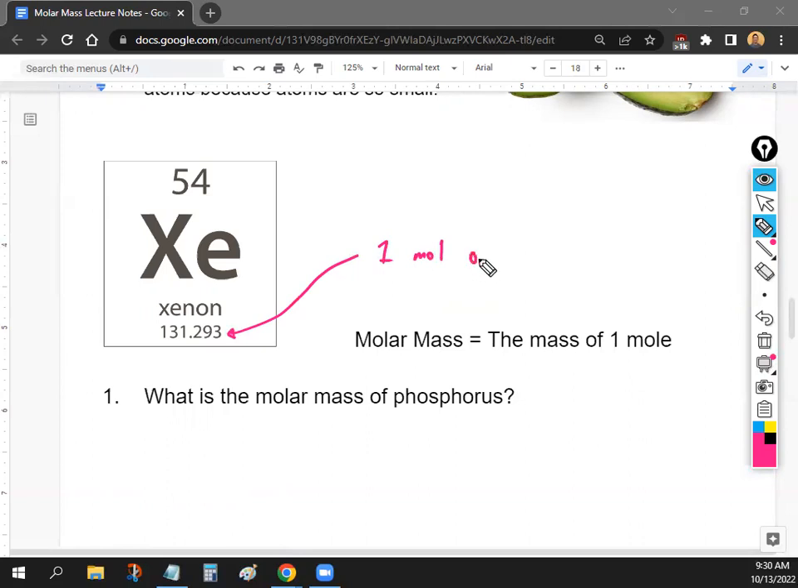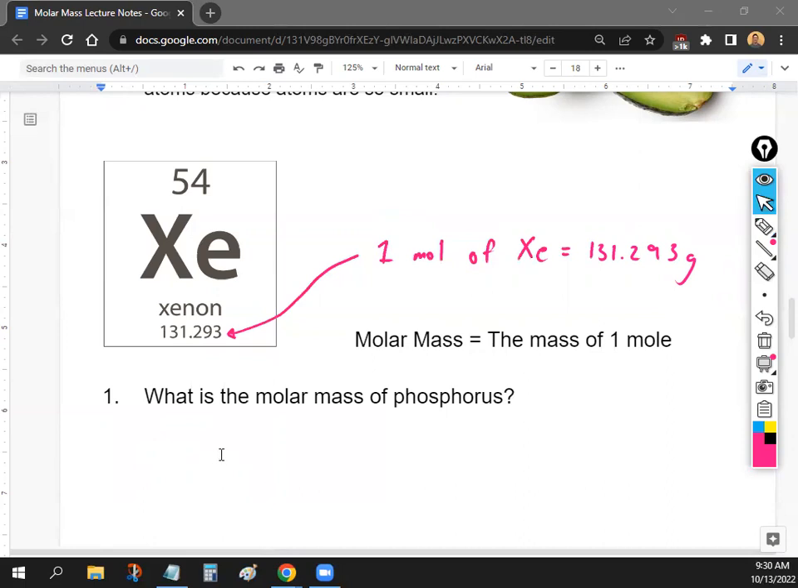Okay, so 1 mole of xenon is going to weigh 131.293 grams. Okay, so if you guys look on your periodic table, look at hydrogen, number on the bottom of the box is 1.01. So 1 mole of hydrogen weighs 1 gram. All right. So far, so good?